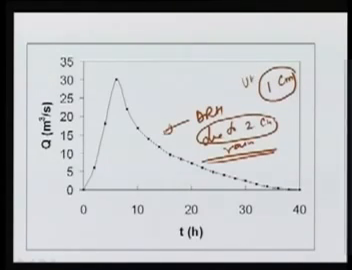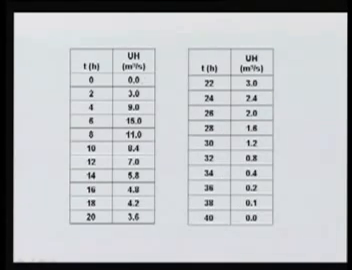So UH corresponds to 1 centimeter of rain. This is already available to us for 2 centimeter of rain. So we divide each ordinate by 2 and we will get the UH ordinate. So this is nothing but DRH divided by 2. So the peak instead of 30 becomes 15.